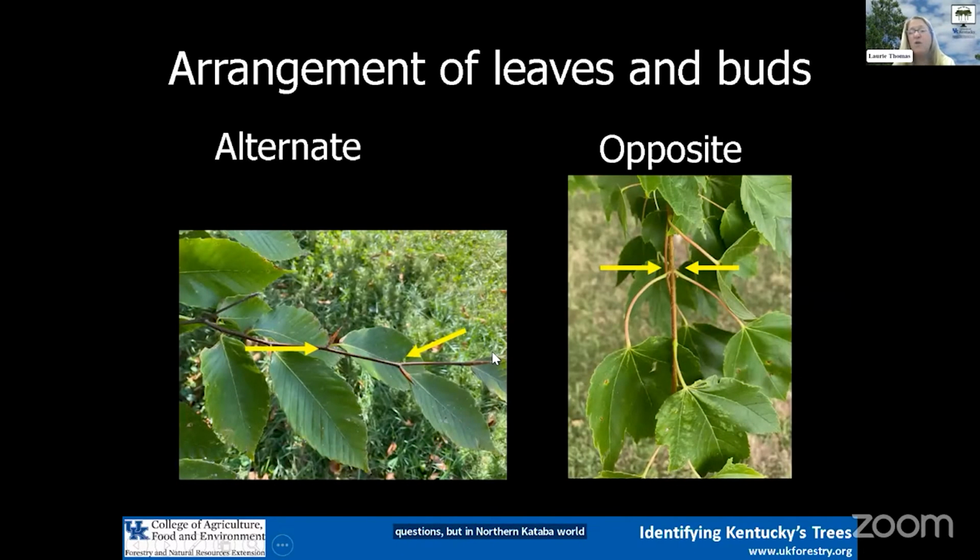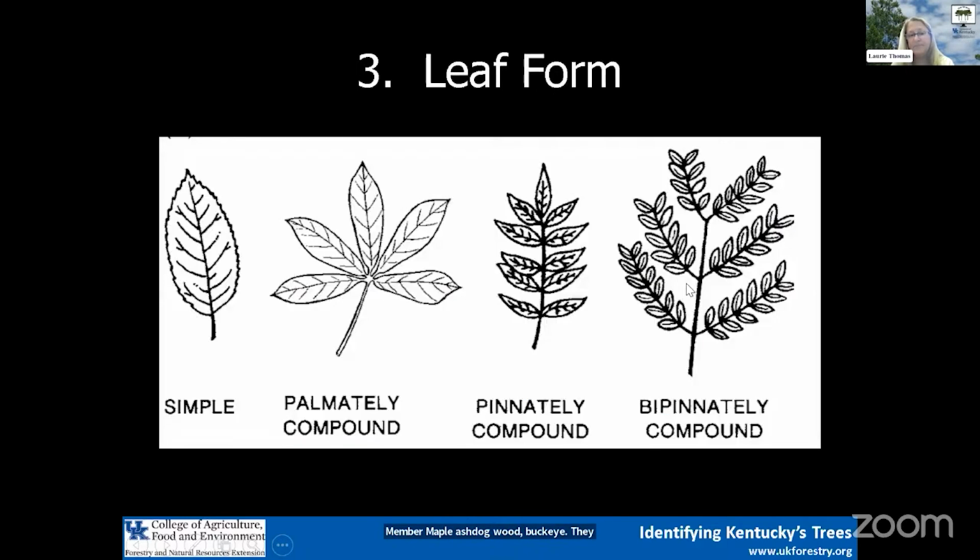Okay, so let's just look at a few actual pictures. So here we have this American beech. As you can see, our leaves and you can see our buds. They're zigzagged on that branch, so they are alternately arranged. And we pop over here to opposite on our maples. Remember, maple, ash, dogwood, buckeye. They're oppositely arranged. You can see the buds are as well as the leaf stems.